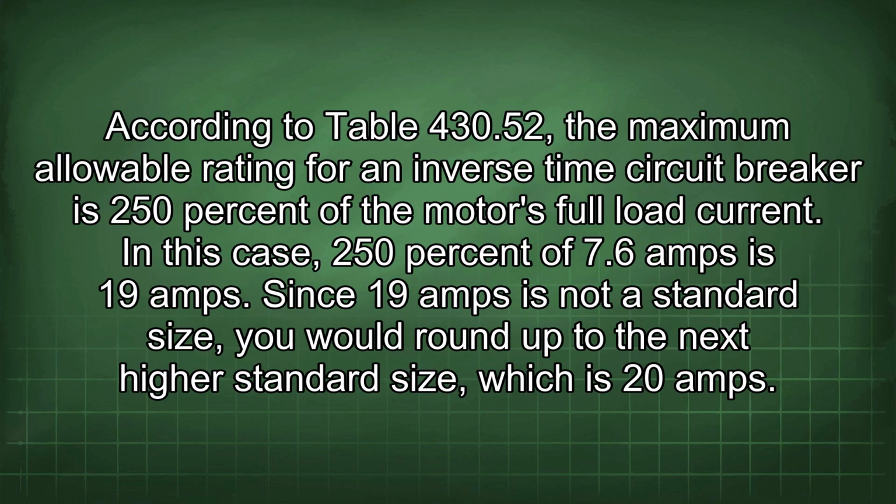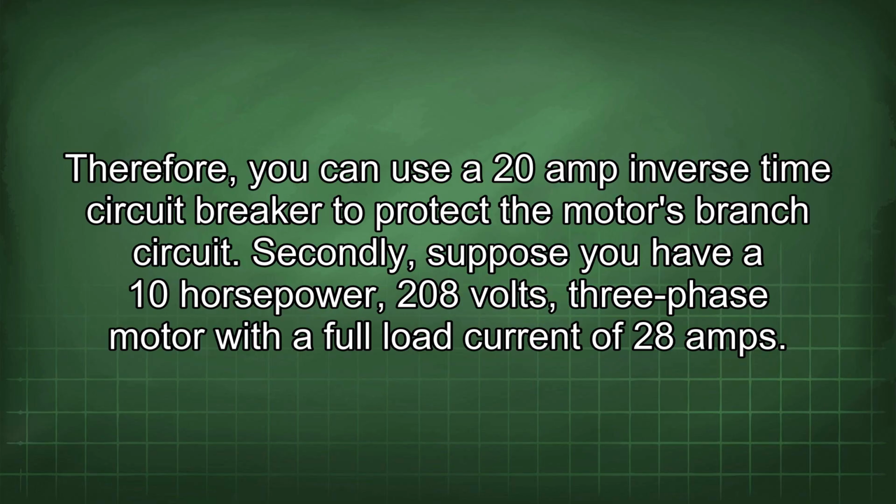According to Table 430.52, the maximum allowable rating for an inverse time circuit breaker is 250% of the motor's full load current. In this case, 250% of 7.6 amps is 19 amps. Since 19 amps is not a standard size, you would round up to the next higher standard size, which is 20 amps. Therefore, you can use a 20 amp inverse time circuit breaker to protect the motor's branch circuit.